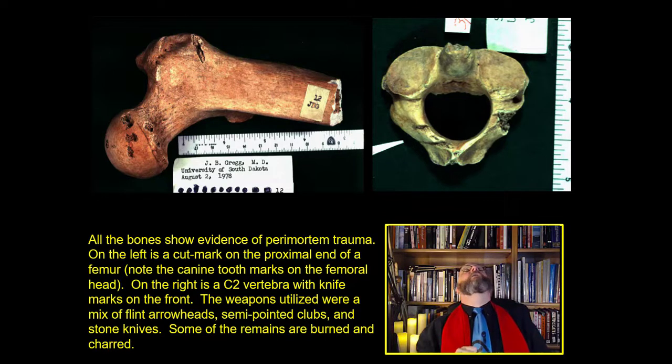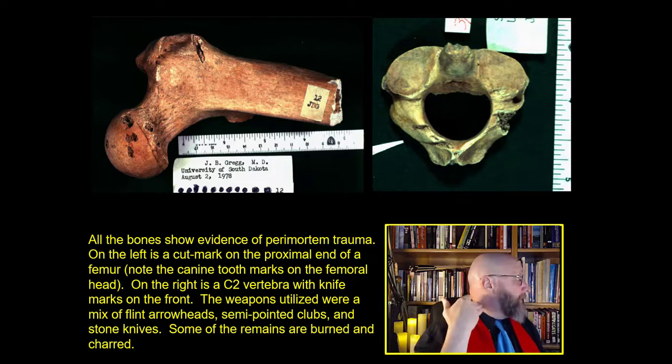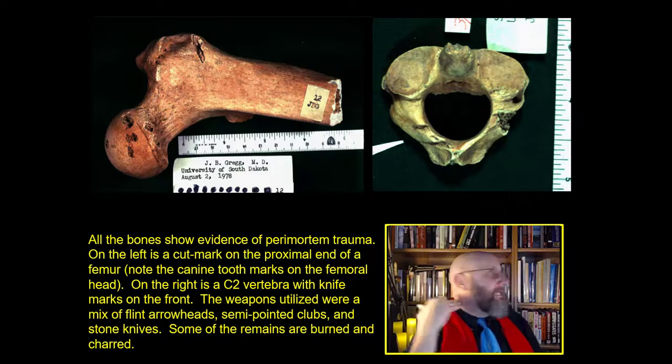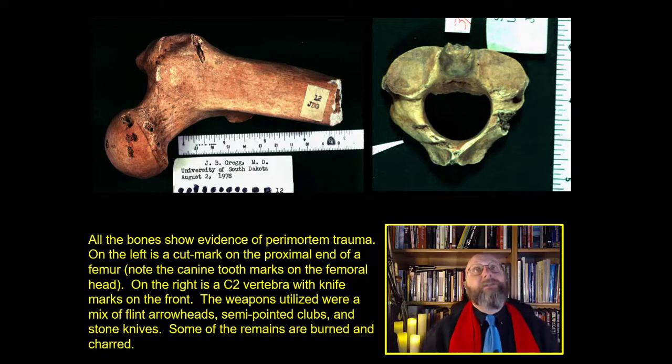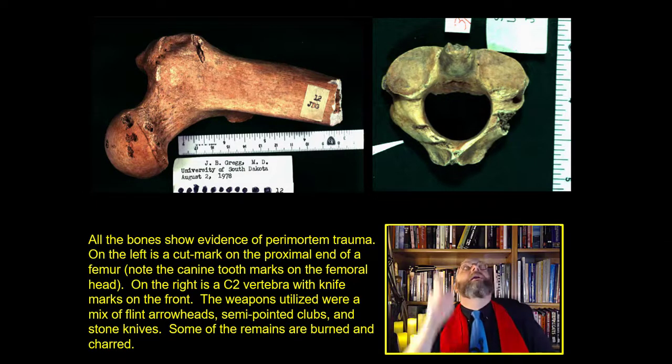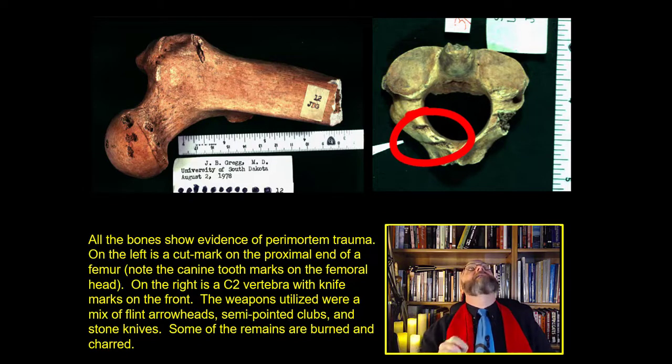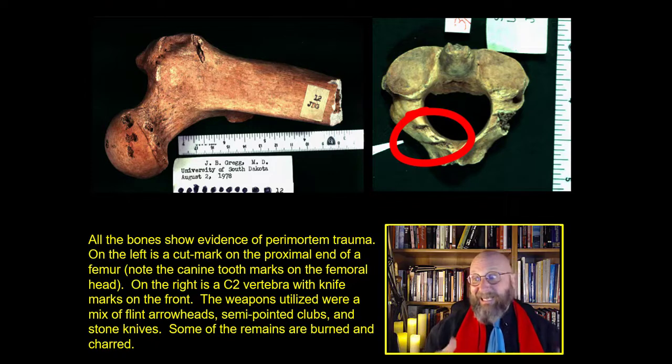Now, if you look at the bone right up above me, that's a C2 vertebra. That's one of the key vertebra in the upper spine inside the neck. But you'll see there is a huge cut across the front of that C2 vert. Right there, there is evidence of a cut. In other words, to get that cut, that's perimortem trauma. So that occurred while the person was alive.